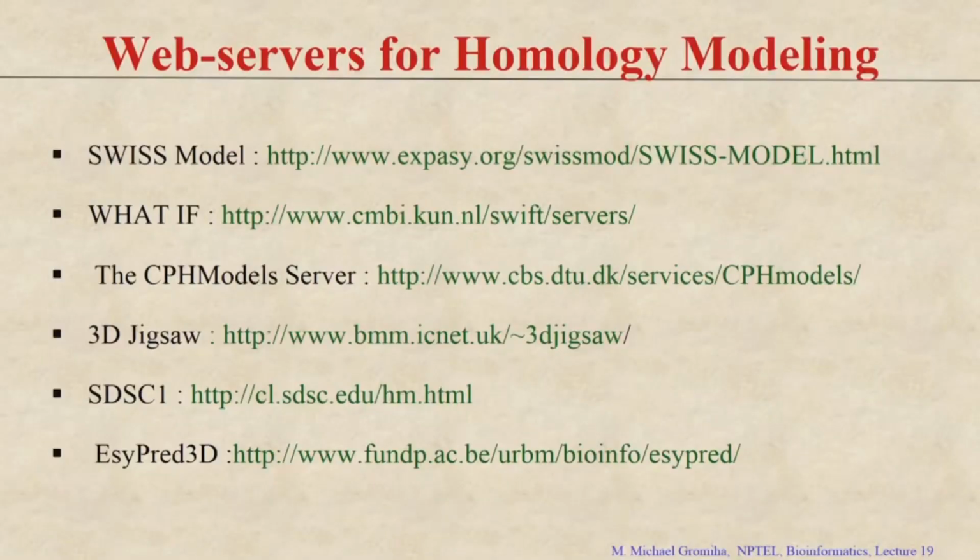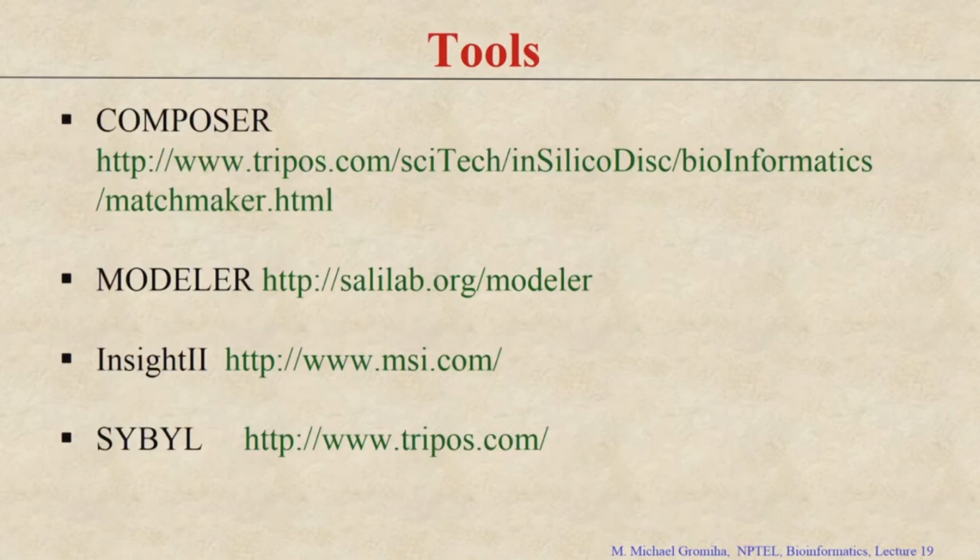So, these are the different servers for homology modeling that you can use: Swiss model or the WHAT IF servers. And this is one of the widely used tools, like Modeller, which has various options to do that. So, you can download this software, install it, and get the structures using homology modeling. So, now we did this homology modeling.